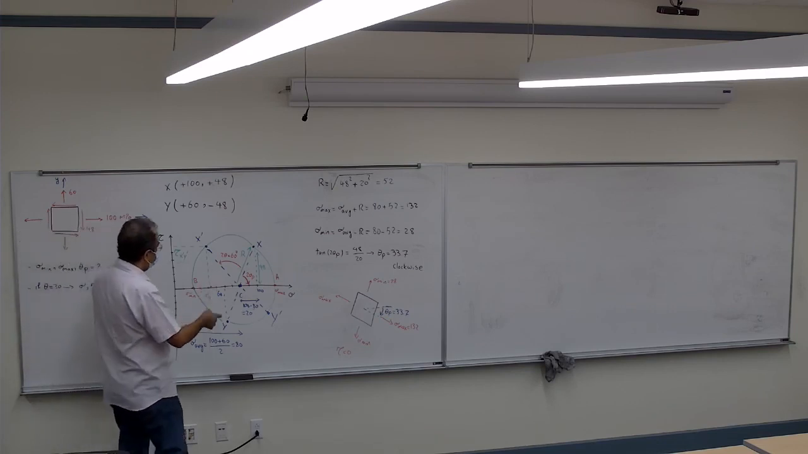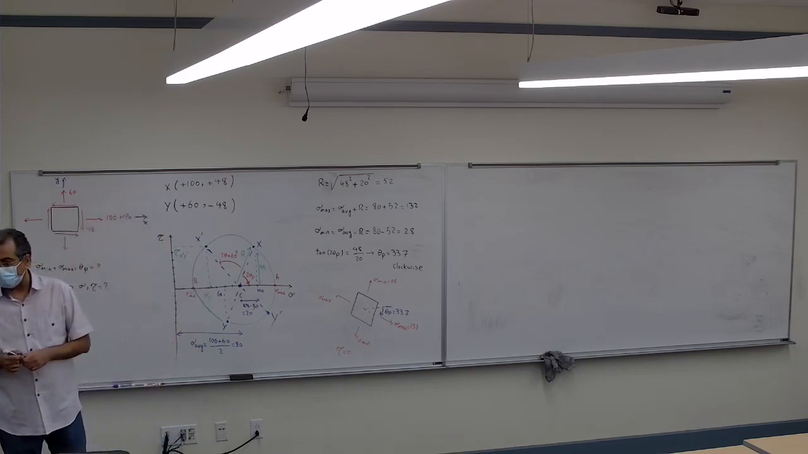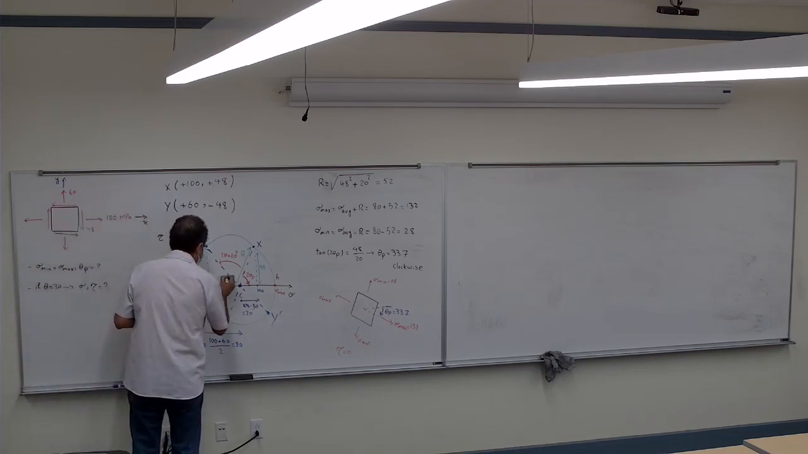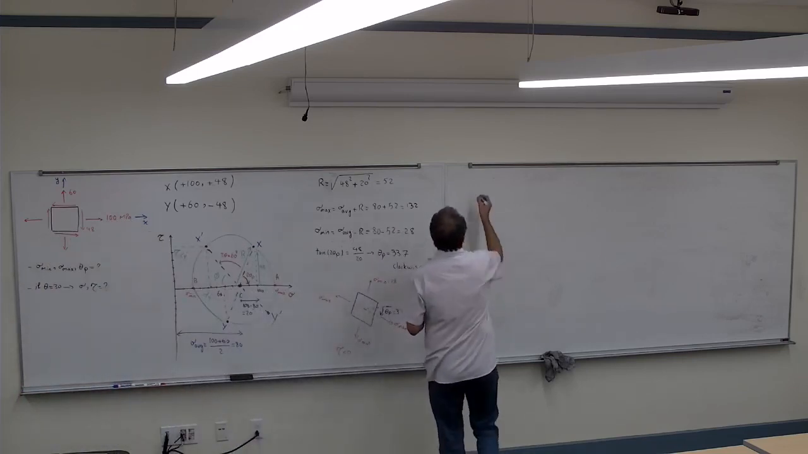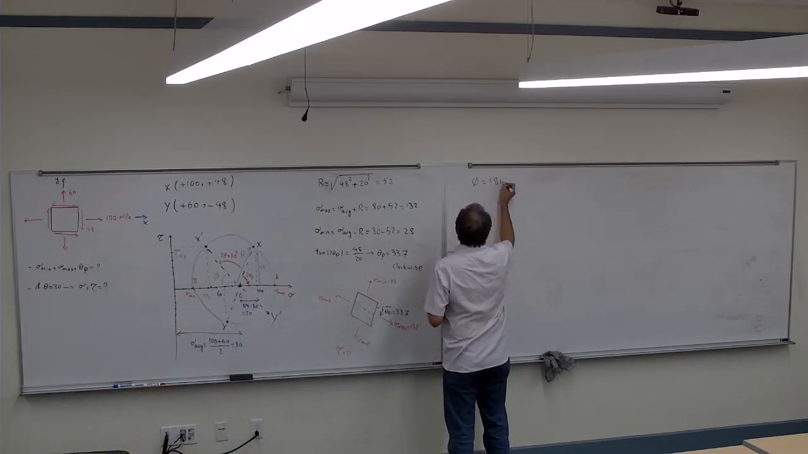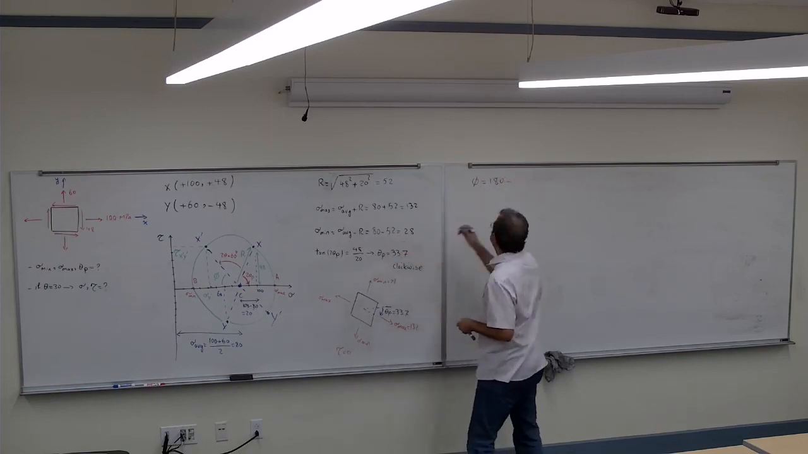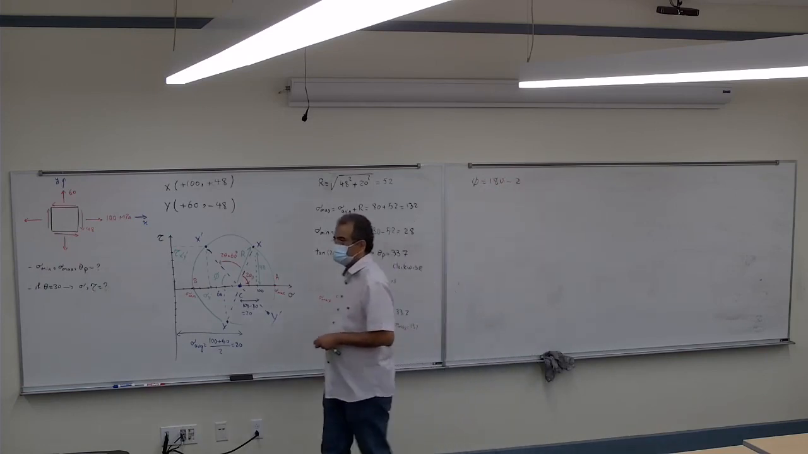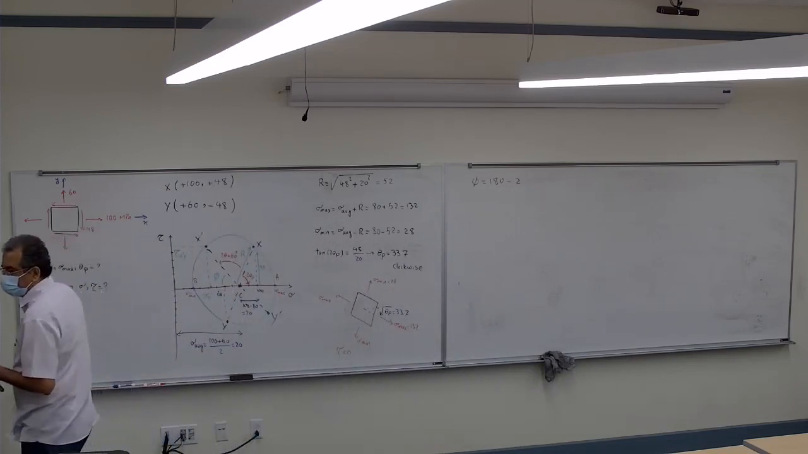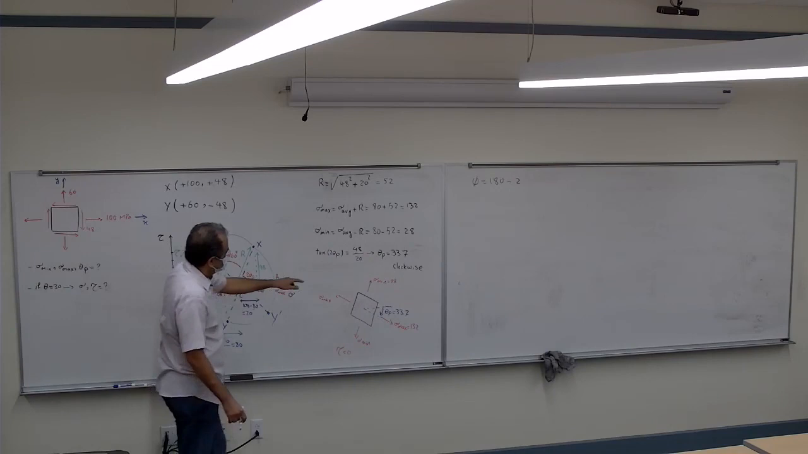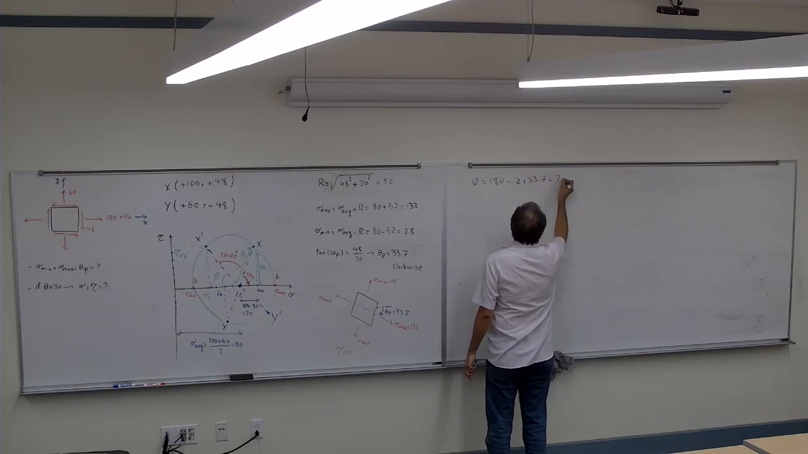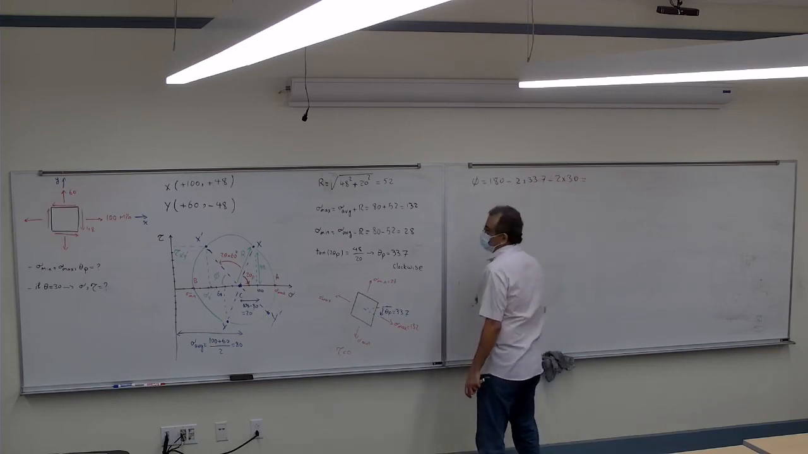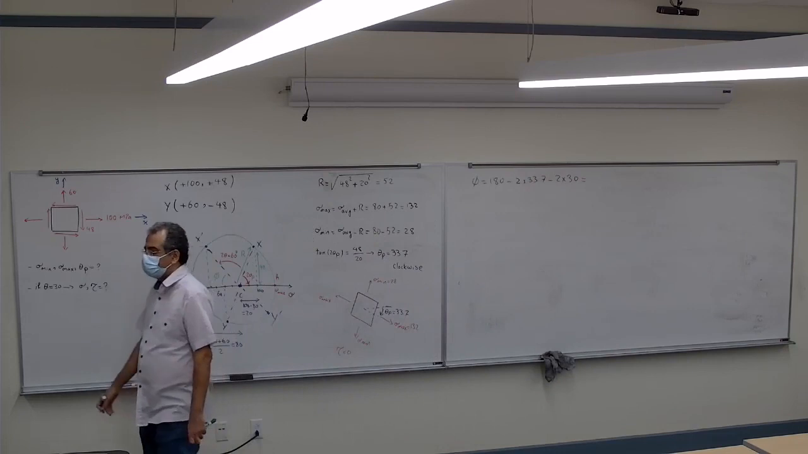So if I want to do that, okay, that's the phi, this angle here. If I assume this angle is going to be phi, how much is the phi? The phi is 180 minus 2 times 33.7 minus 2 times 30, which becomes 52.6.